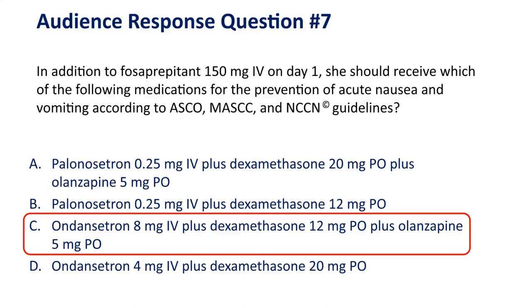The correct dose per the guidelines of dexamethasone is 12 milligrams prior to chemotherapy, making our other option A less optimal as it's overdosing the dexamethasone. Lastly, the updated NCCN and ASCO guidelines do recommend the addition of olanzapine to the 3-drug regimen for all highly emetogenic regimens. So incorporating olanzapine to this patient's upfront prevention strategy would be appropriate.